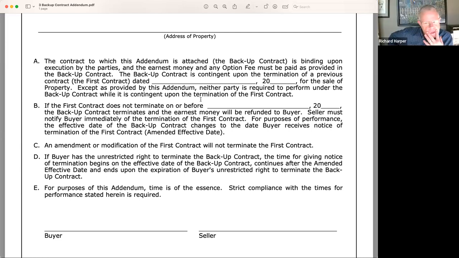From a strategy standpoint, you can say, look, we don't want to tie up all of our cash. So we'll put additional earnest money in upon notice of termination of the first contract, and we can help you draft that.